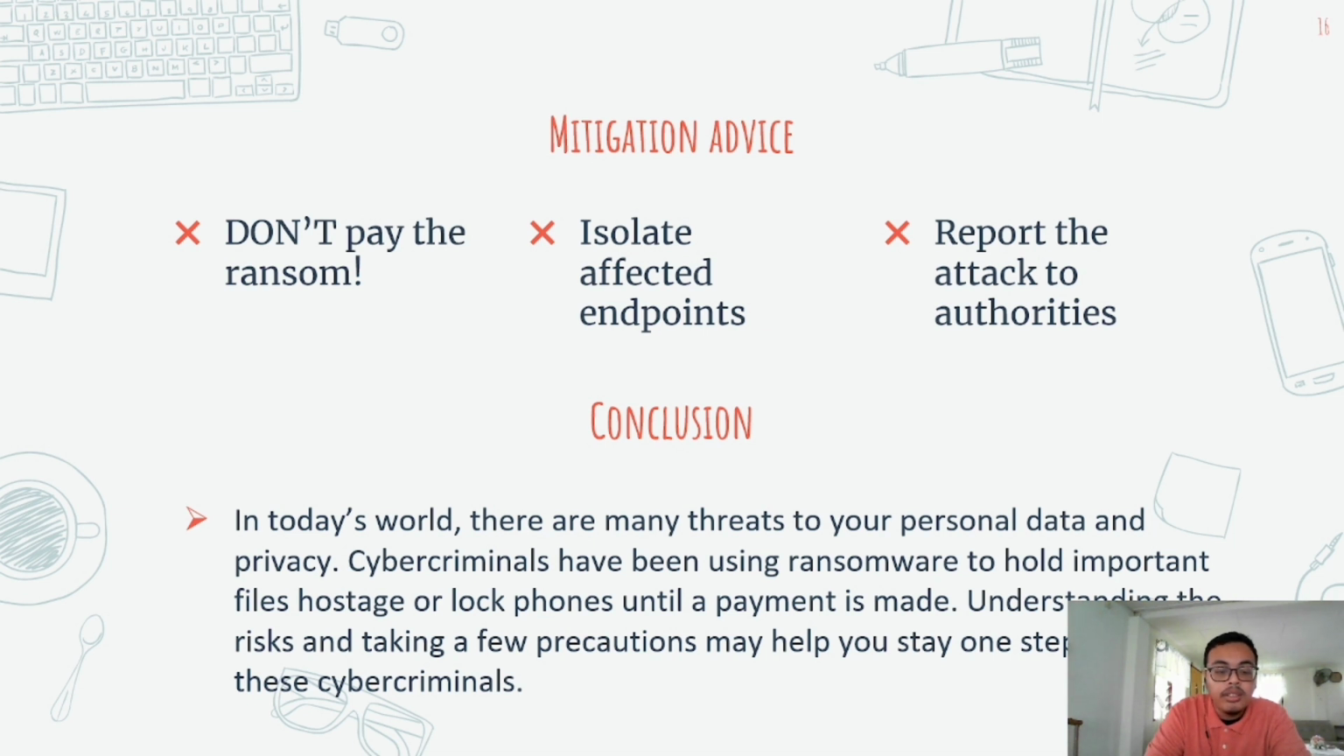And second, isolate the affected endpoint. If one or more of your endpoints got affected with ransomware, the first step is to disconnect it from the network to stop the spread. Isolate or turn off suspected devices that haven't been entirely compromised. This may give you more time to clean and restore data, contain damage, and keep things from getting worse.